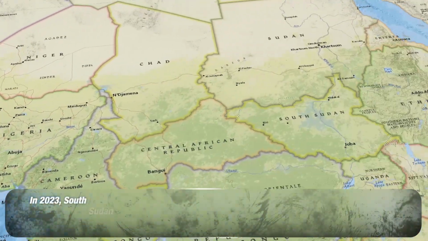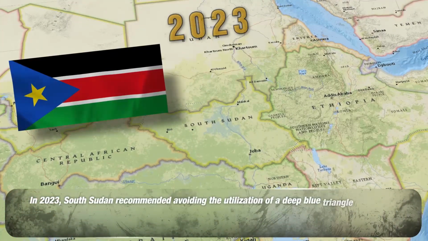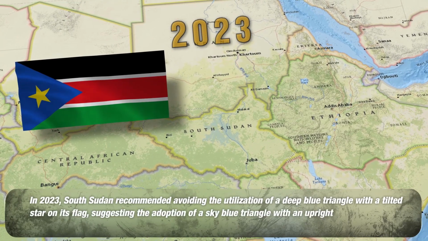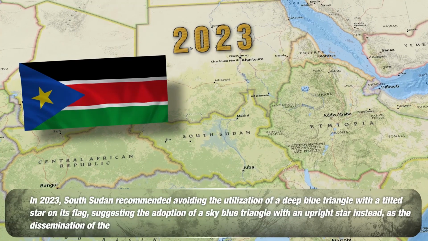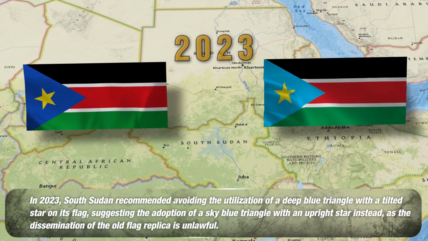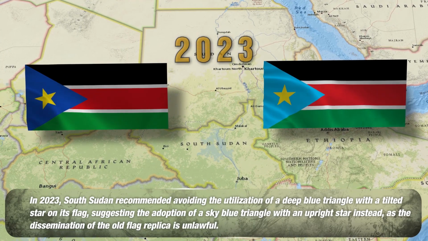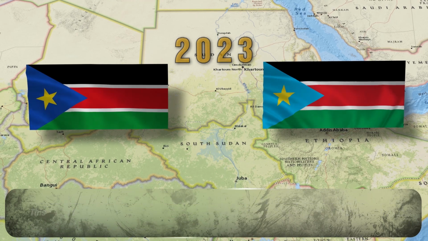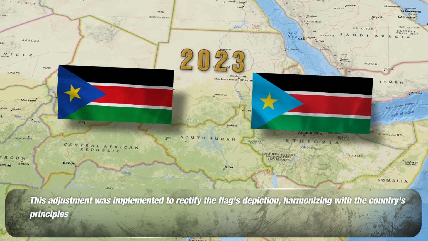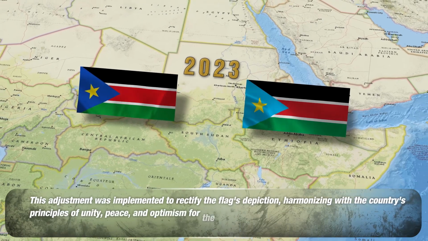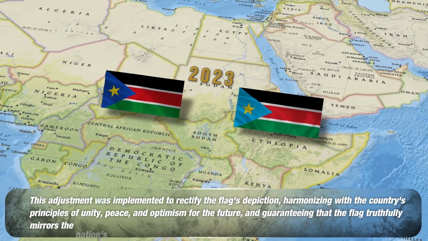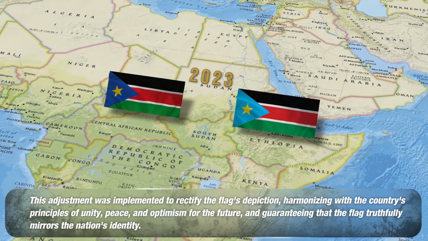In 2023, South Sudan recommended avoiding the utilization of a deep blue triangle with a tilted star on its flag, suggesting the adoption of a sky blue triangle with an upright star instead, as the dissemination of the old flag replica is unlawful. This adjustment was implemented to rectify the flag's depiction, harmonizing with the country's principles of unity, peace and optimism for the future, and guaranteeing that the flag truthfully mirrors the nation's identity.